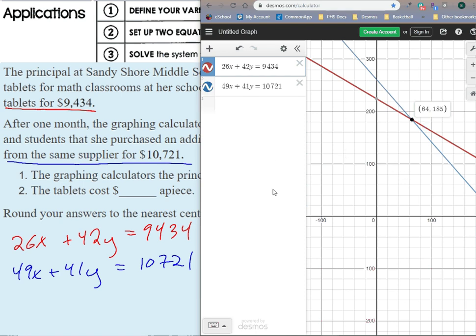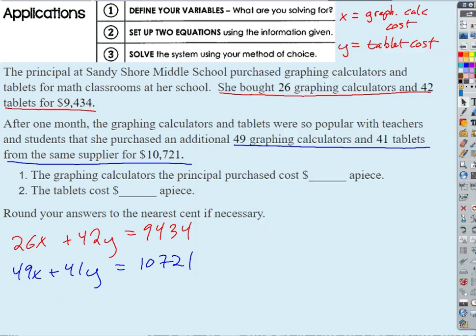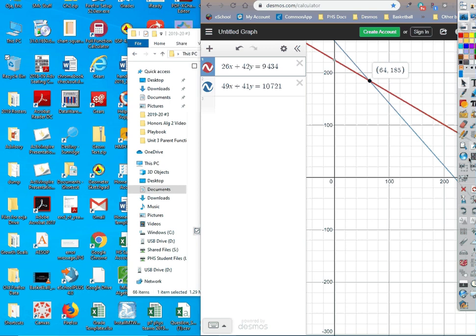Okay, so then in this case, what's our solution? 64 and 185, that's it, right? So I'll take a picture.